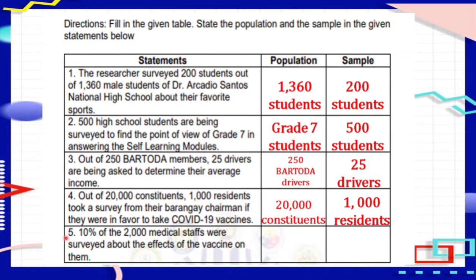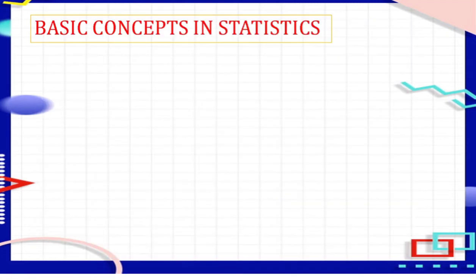Next, number 5. 10% of the 2,000 medical staffs were surveyed about the effects of the vaccine on them. So, ilan ang population? Ilang medical staff ang iso-survey? Correct. That is 2,000 medical staff. Pero, sabi dito, 10% lang ng kabuuang bilang ng medical staff ang gagawing sample. At ang 10% ng 2,000 ay 200 medical staff. So, kung mapapansin nyo, ang population po ay mas mataas sa sample.